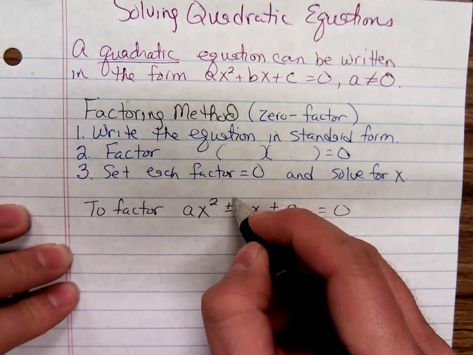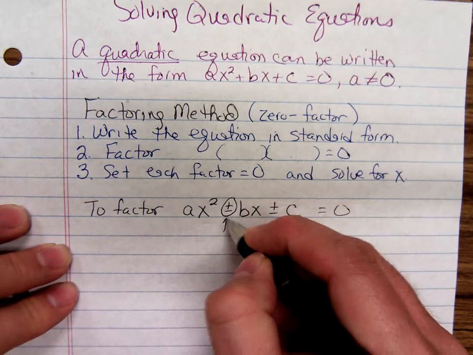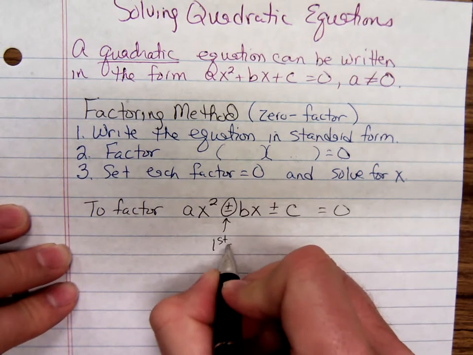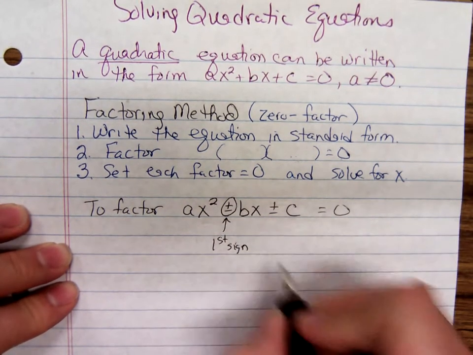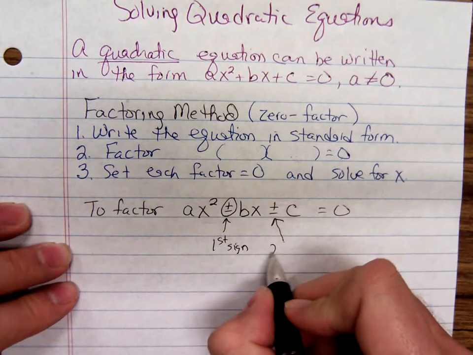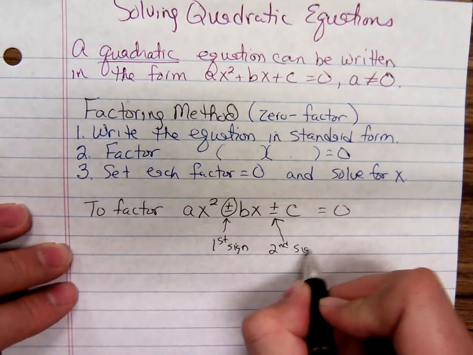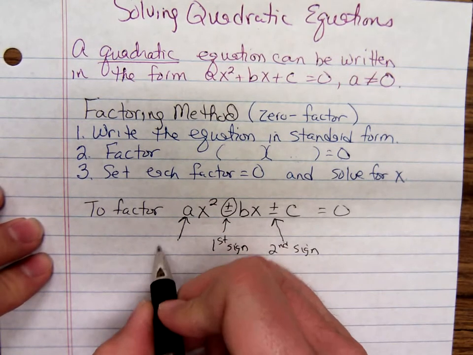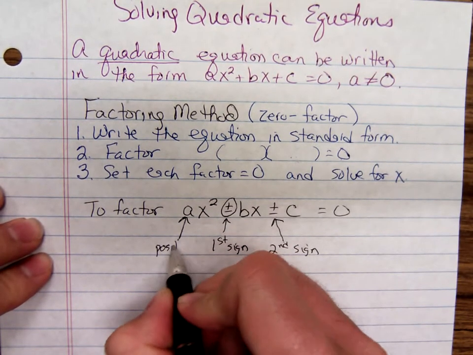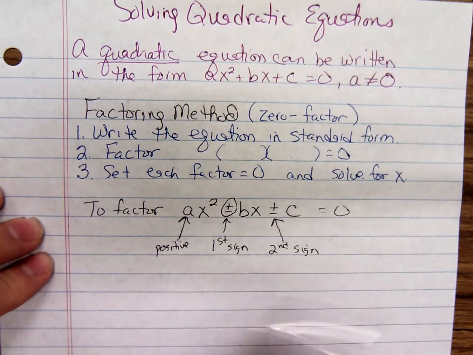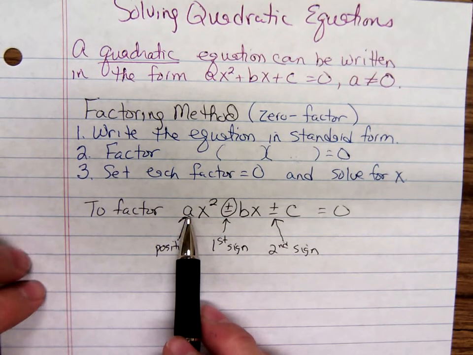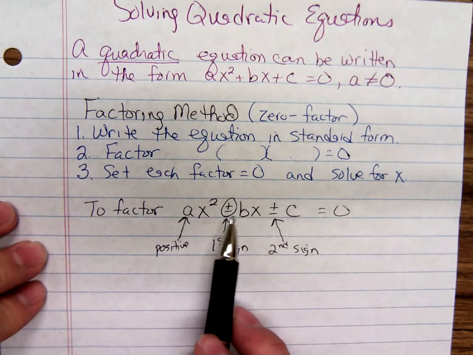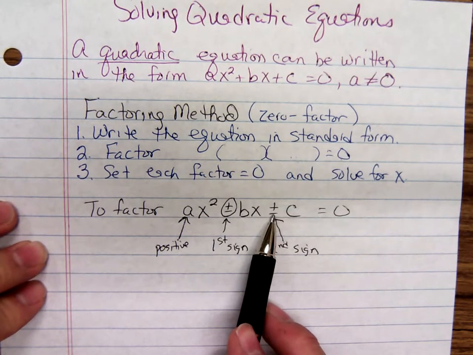I'm going to be referring to this as the first sign. It'll either be a plus or a minus there. And this is the second sign. I'm always going to make the assumption that a is a positive number. If you're going to factor something, it'll always factor out easier if that first number is positive. Okay, so first sign, second sign.